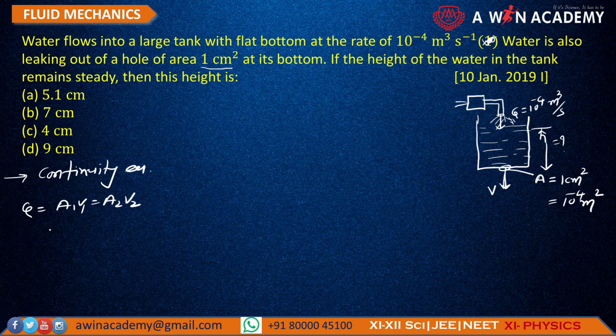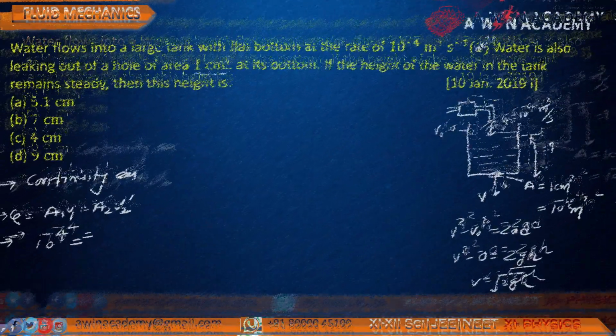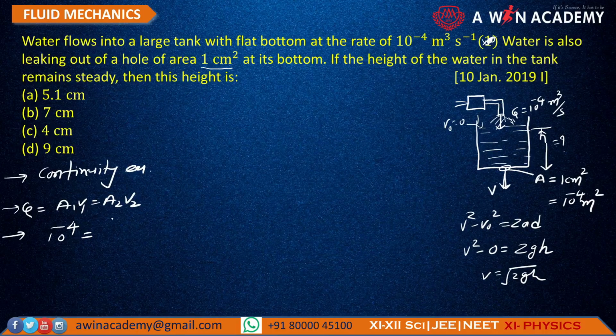This will remain the same. If you see here, the flow rate is constant, it's a fixed value and it is given, and the problem asks for the height. So the flow rate is 10 raised to minus 4. The area of the hole is also given, 10 raised to minus 4, and the velocity is under root 2g. This will cancel out.